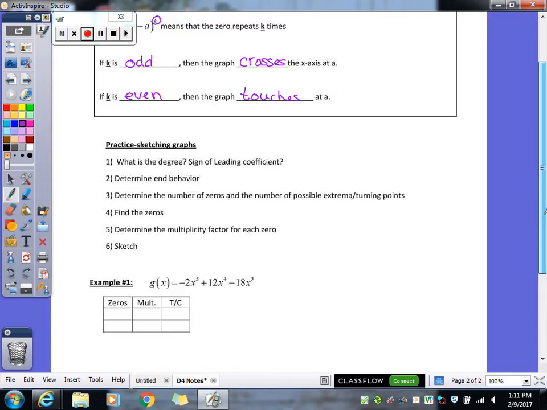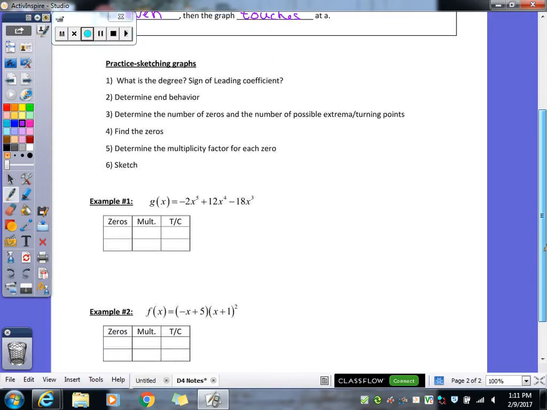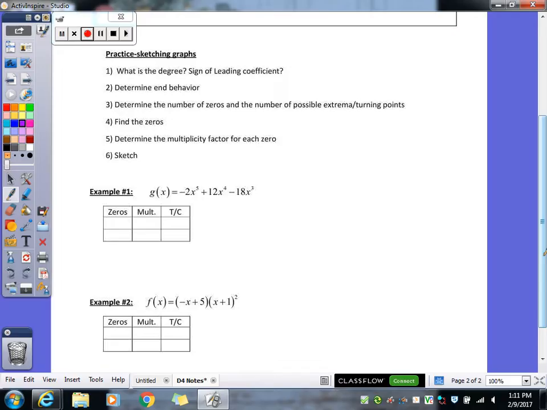So we're going to put it all together here. We got 2 examples. When you're sketching your graphs, you have to make sure you look for all of these things. First look at your degree and the sign of your leading coefficient, because those 2 things determine your end behaviors, which you need in order to get your sketching done. You then determine your number of zeros and your number of possible extrema, which would be your maxes and mins. After you figure out how many you should have, you go ahead and find them. Determine your multiplicity factor, how many times each 0 is actually used, and then you can sketch your graph.